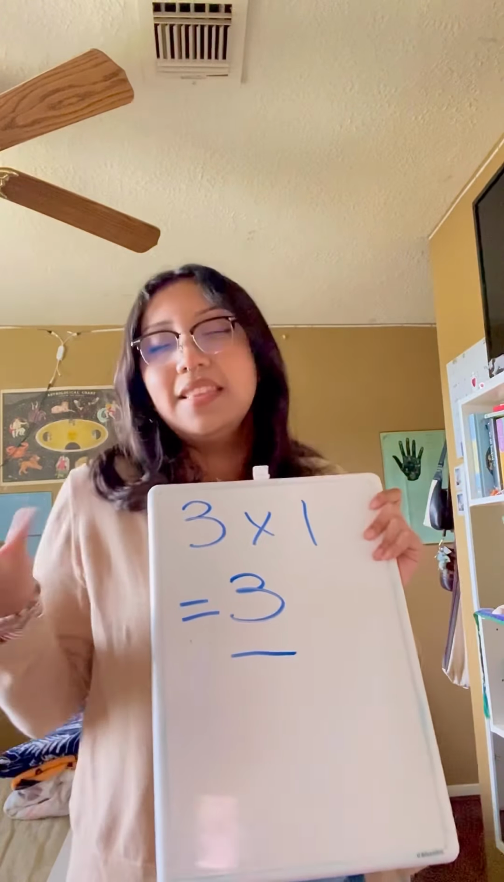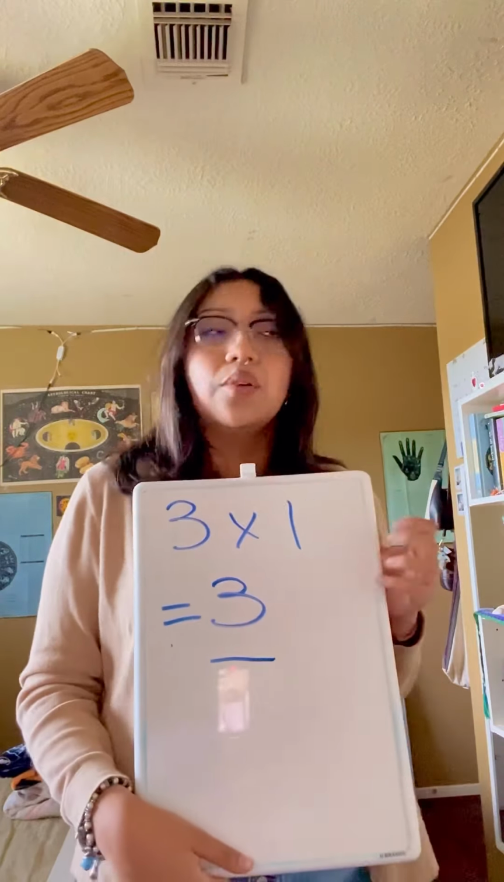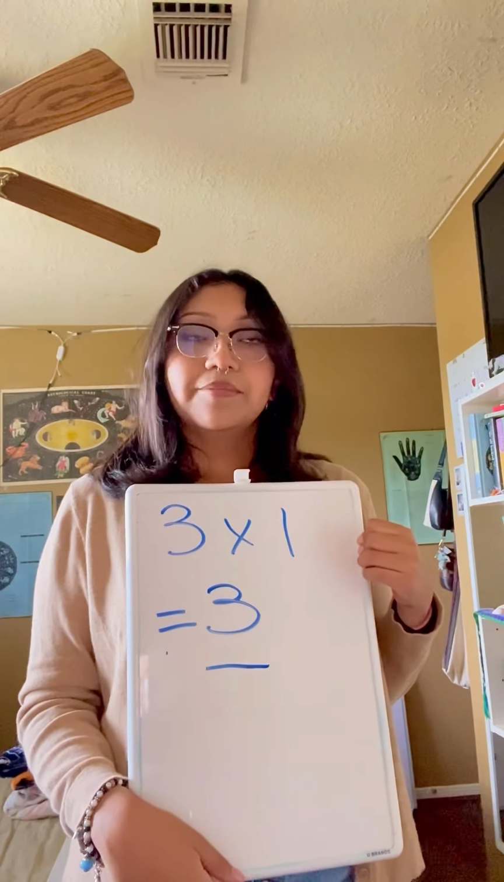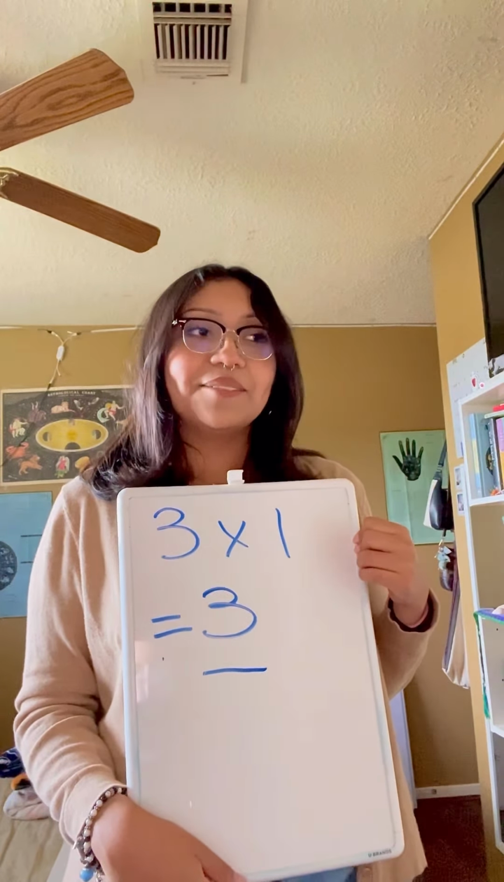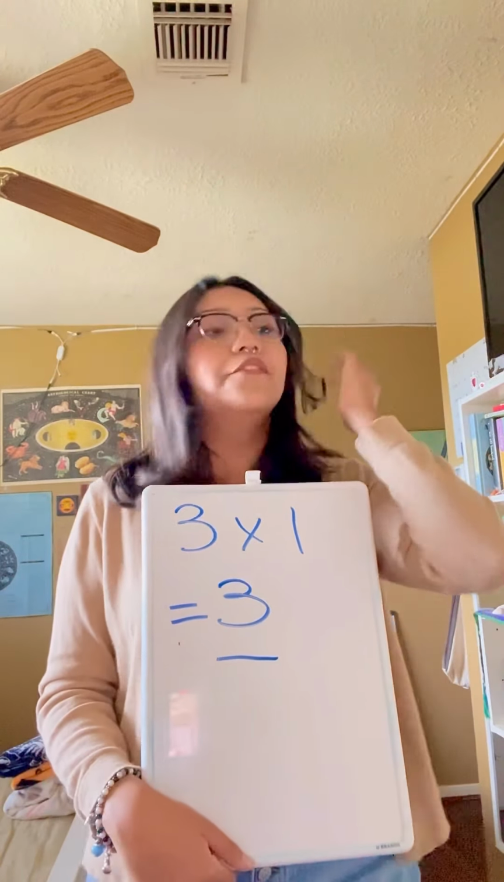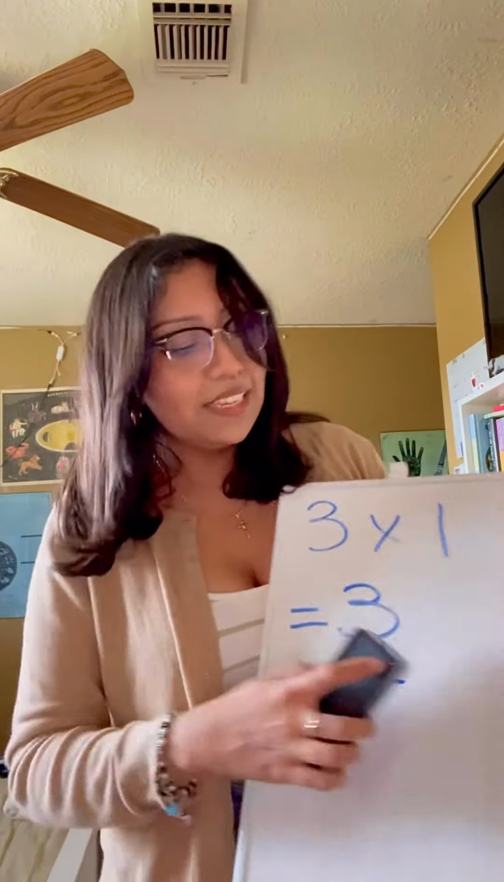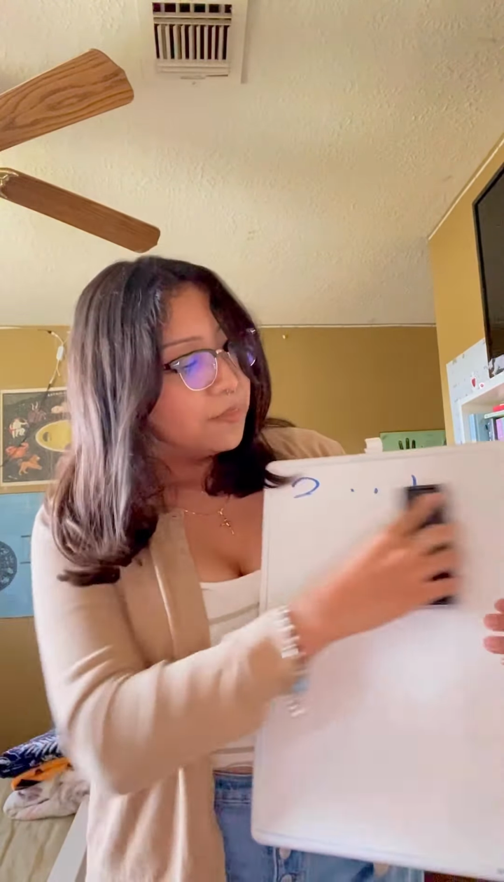So let's say that this number right here was a 4. 4 times 1. What is that going to be? Yes, Kayla. Good job, Kayla. Okay, yes, 4 times 1 is 4. Okay, so this is the easiest part of multiplication, the multiplication table of 1.